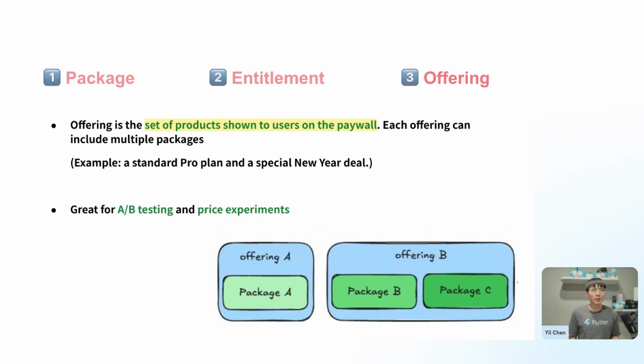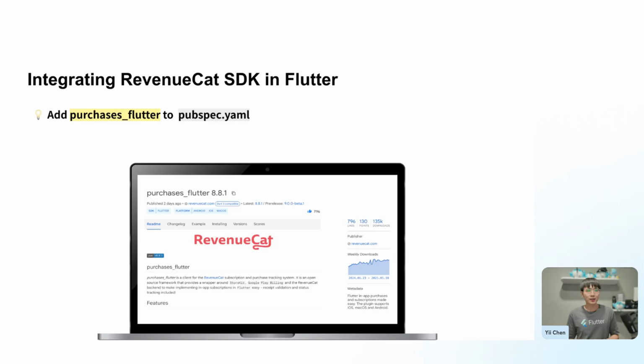The last key concept is the offering. It defines what the users see when they are deciding to subscribe. An offering can include multiple packages like Pro Monthly and Pro Yearly at 25% off. This structure is perfect for testing price points and promotional campaigns. Once offerings are in place, we can move into building the actual paywall and subscription flow.